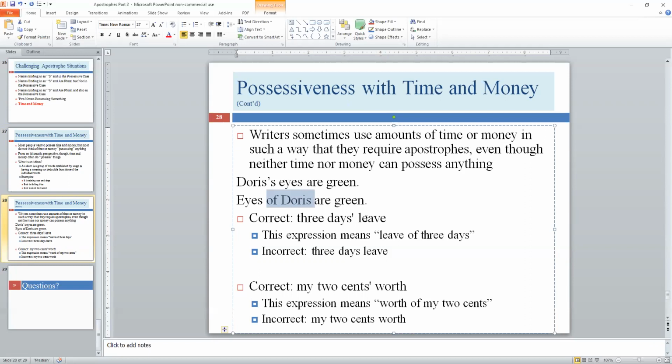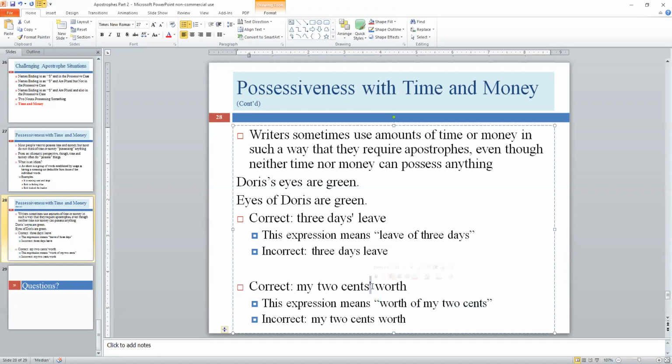Well, here we have 3 days' leave. If we can change this around, just like we changed Doris's eyes to the eyes of Doris, if we can change 3 days' leave to leave of 3 days and it makes sense, which it does, then we need to use this possessive structure. So remember the of blank construction here. 3 days leave without the apostrophe is incorrect. My 2 cents' worth. This expression means worth of my 2 cents, just like eyes of Doris. Since this makes sense, though it sounds awkward, we want to have the apostrophe S here.